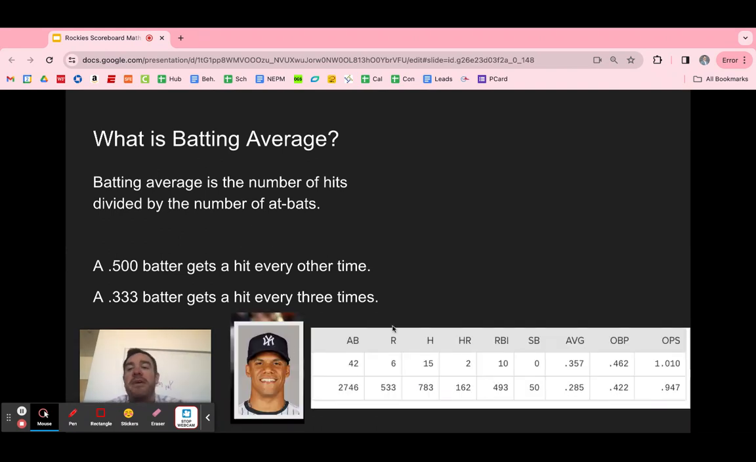Here's Juan Soto. He plays for the Yankees. He is a really good hitter that they have. They have many of them. We can see that he has 15 hits. He's been at bat 42 times. If we do 15 divided by 42, we will come to his batting average of .357, which is a really great batting average.